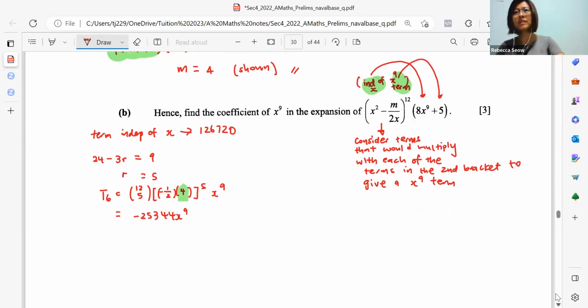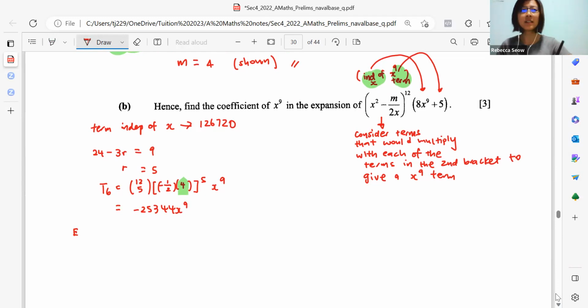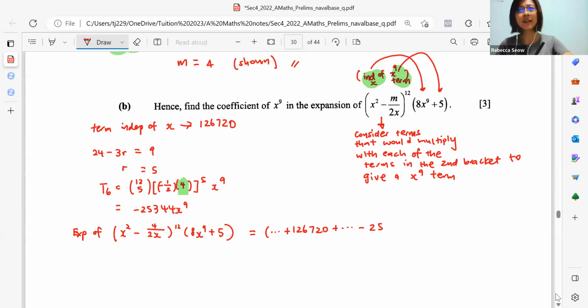so this means that the expansion of x squared minus 4 over 2x, to the power of 12, can be rewritten this way. So for the first part, I don't need to consider all terms. I just need to consider the term that is independent of x, which is 126,720, and another term, which is negative 25344 x to the power of 9.